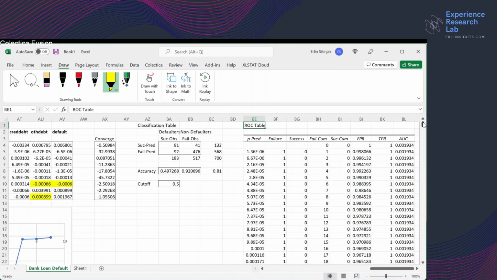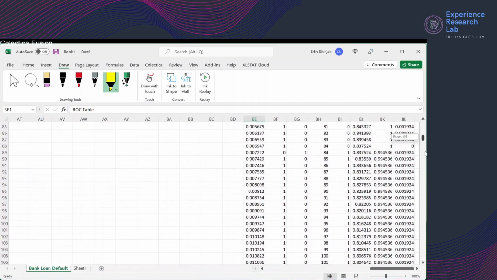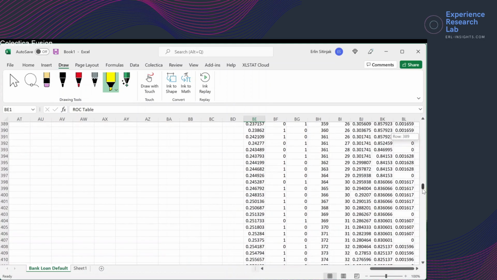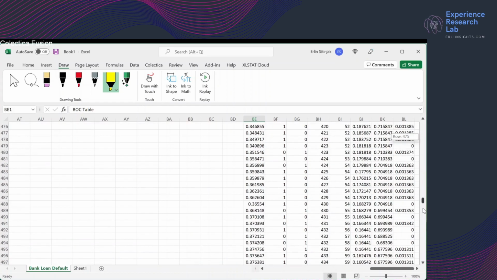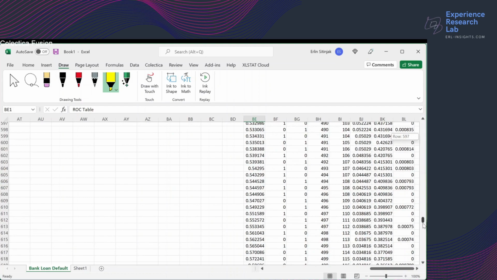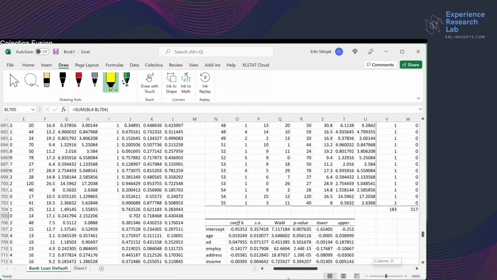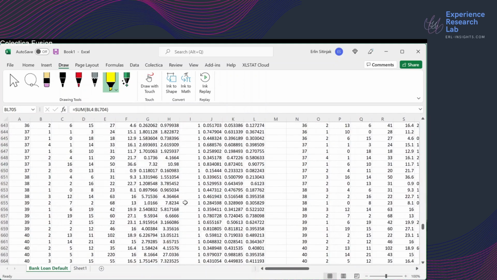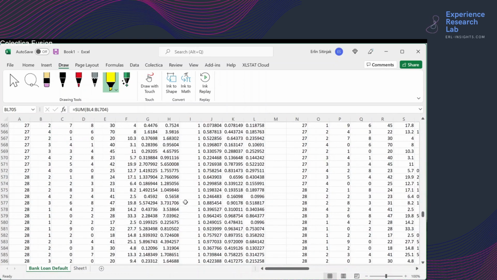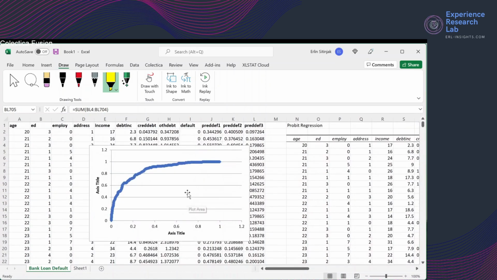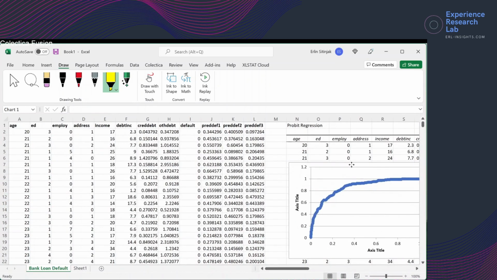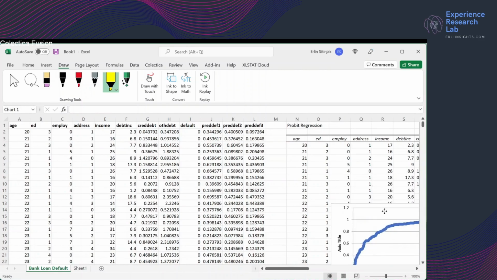I will not talk much about the ROC table because the output comes with a ROC plot, but I'll just quickly go to the last row, where I can see the total AUC equals 0.85898. If I just quickly grab the plot, and drag it here next to the table.